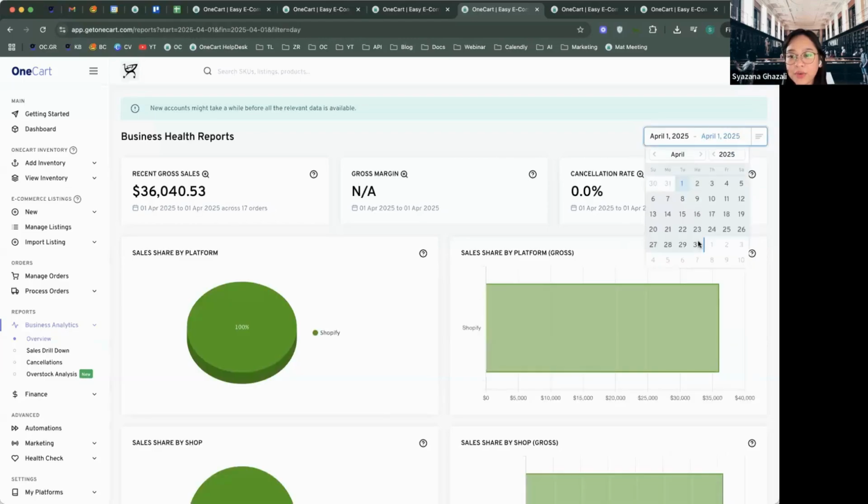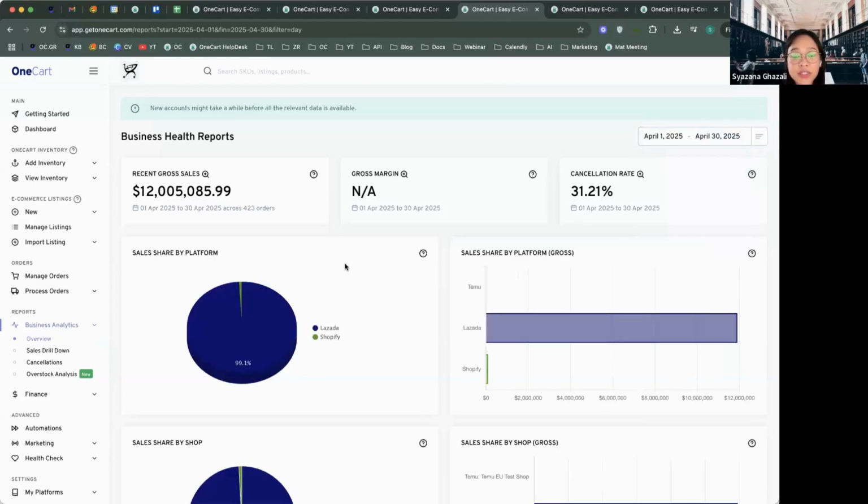you can set this to April 1st to April 30th, and then you're able to see your recent gross sales. Again, this gross sales is across all platforms, not just a specific platform. If you're asking, Shaz, I just want to see how Shopee is doing, or just Lazada or Shopify, I'm afraid right now we do not have that function yet, because it's all consolidated. It's your sales and orders across platforms that OneCart is tracking for you.